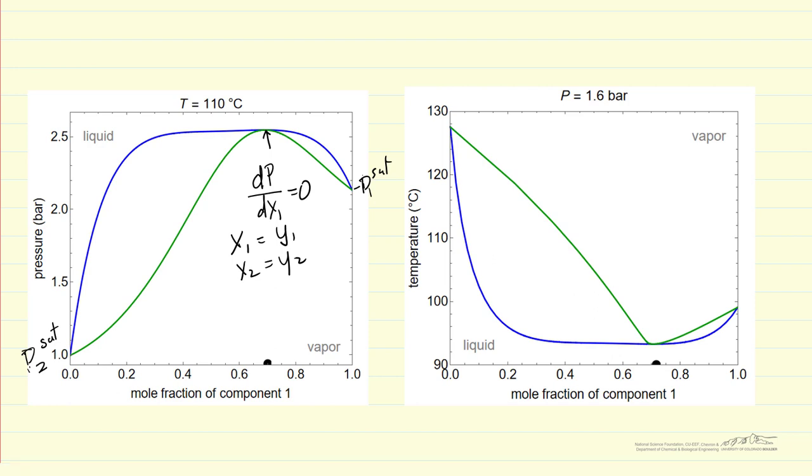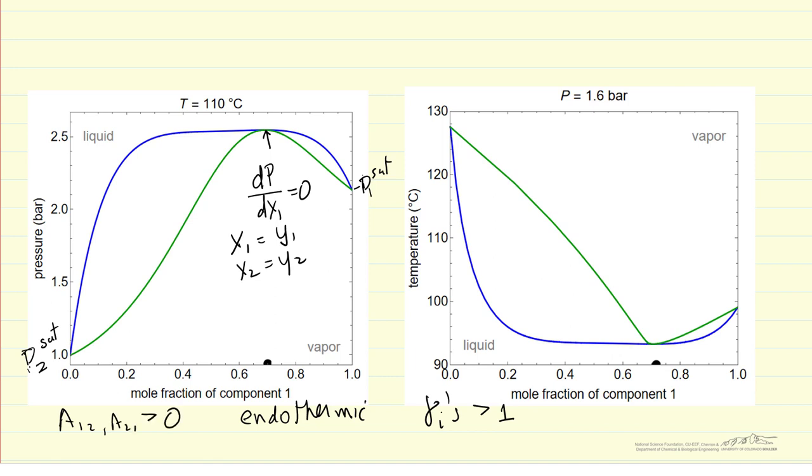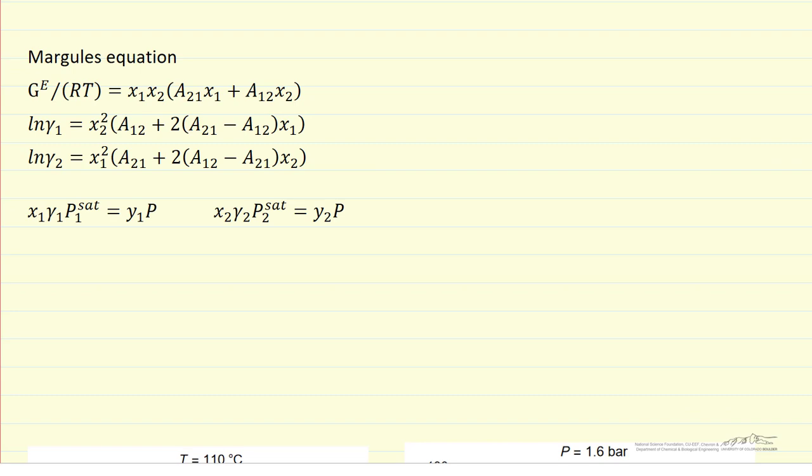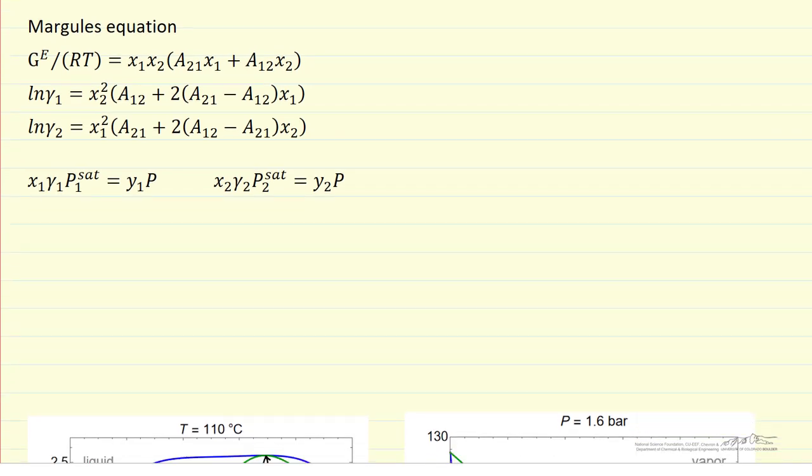So this corresponds then to mixing in the liquid phase that would be endothermic, and this corresponds to the gammas being greater than 1. We get these positive deviations. Also, if we're modeling it by the Margules equation, it means A12, A21 are positive, which means the excess Gibbs free energy is positive, if we go back and look at the equations that relate excess Gibbs free energy to the constants A21 and A12.